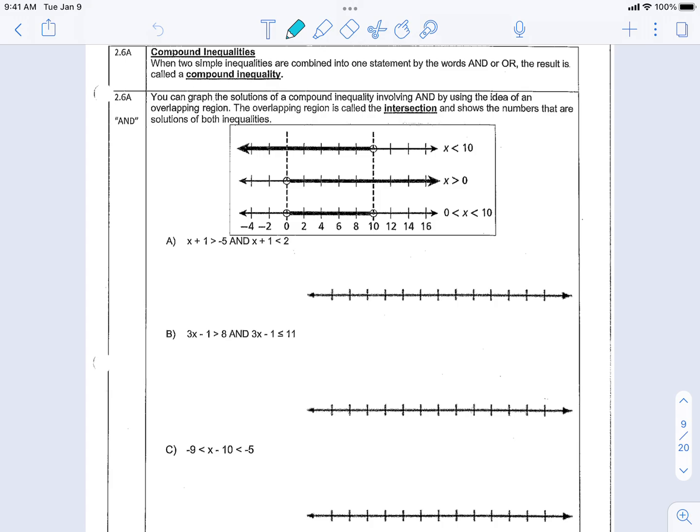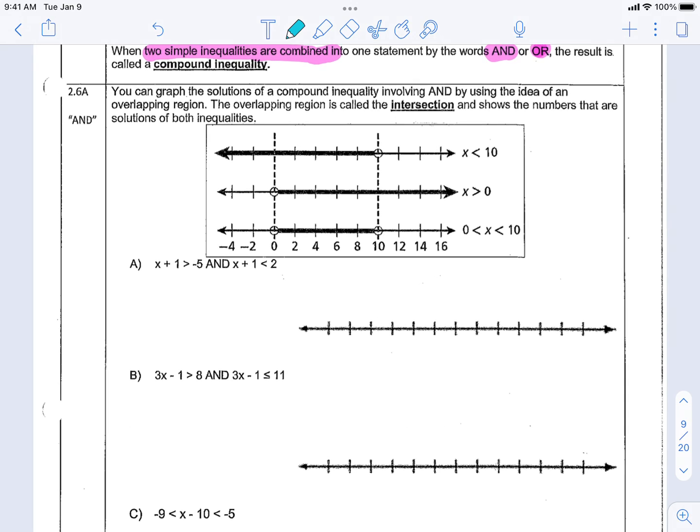This section is called compound inequalities. Up until this point, we have solved simple inequalities where you could have variables on both sides, or like terms on one side and you're moving them back and forth. But now we're going to be combining two simple inequalities with the word "and" or the word "or." The result of that is called a compound inequality.